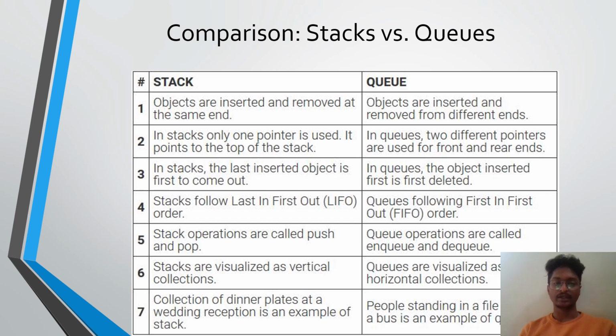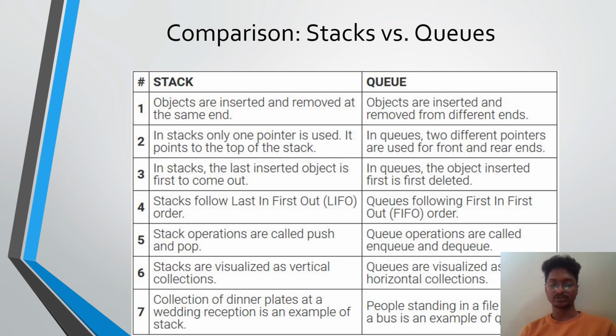In stacks, the last inserted object is first to come out. That is, it follows the principle of last in first out, LIFO. Whereas in queues, the object inserted first is deleted first. That is the FIFO, first in first out principle. Next, stack operations are called push and pop operations, whereas the operations in queue are called enqueue and dequeue. Stacks are visualized as vertical collections, whereas queues are visualized as horizontal collections.